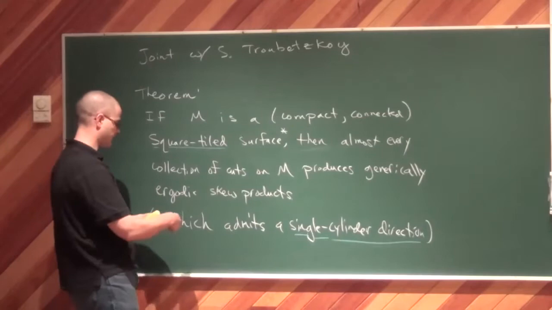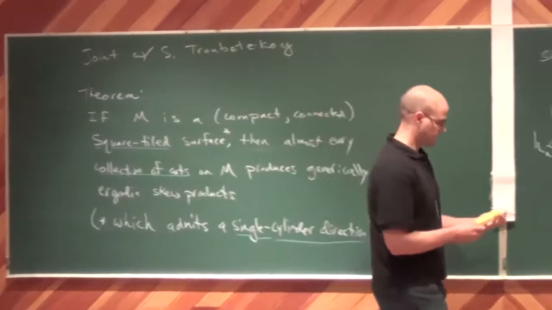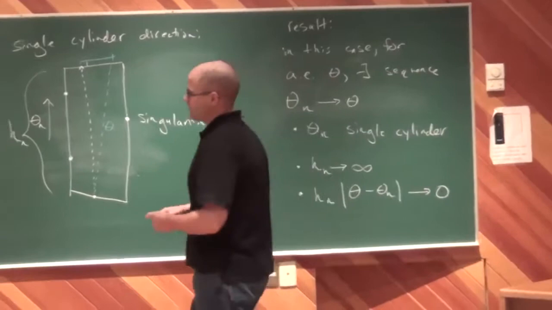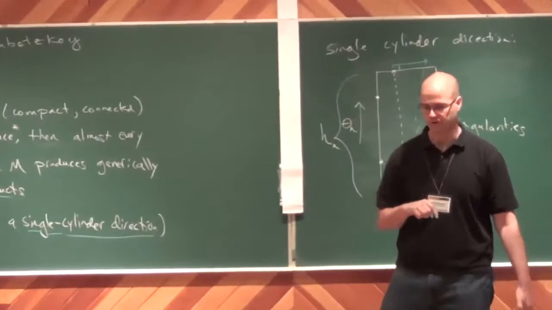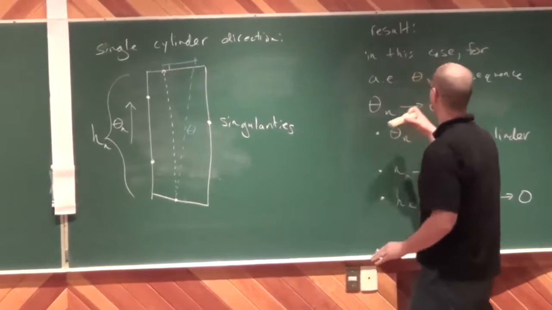Collection of cuts is the next thing we have to define. Actually, skew product is probably going to be simultaneously defined, because a collection of cuts is how we're going to define a skew product. I don't want to take away my artwork, so I'll just erase this.